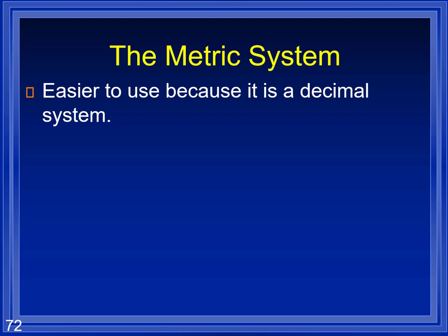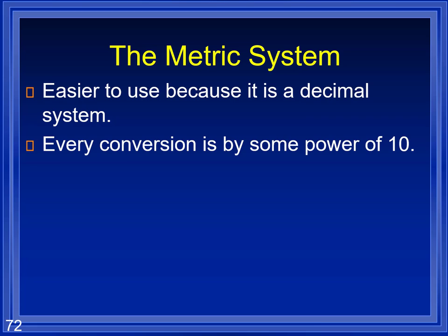A decimal system means that every conversion from one unit to another is some power of 10. You're either going to multiply it by 10, or 10 squared, or 10 cubed, or divide it by 10, or 10 squared, or 10 cubed, or 10 to the fourth, which means divide by 10, 100, 1,000. Does everybody see the benefit to that? Well, the benefit is that we can do that math in our head.